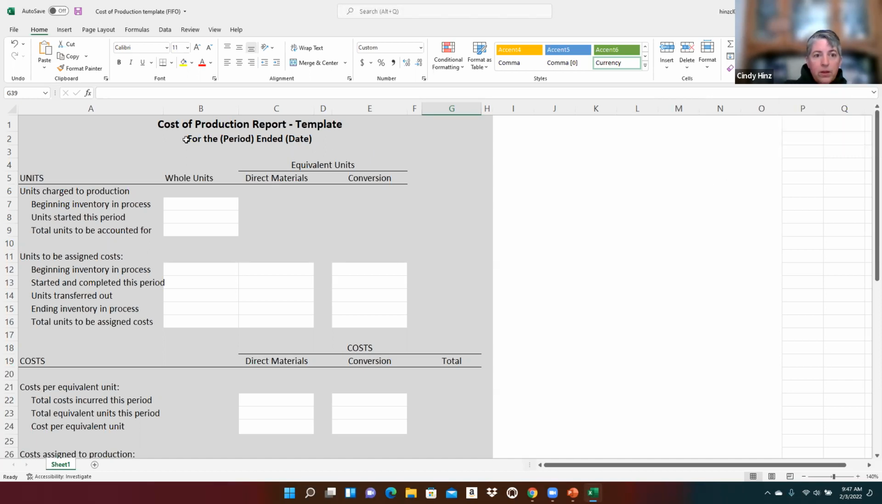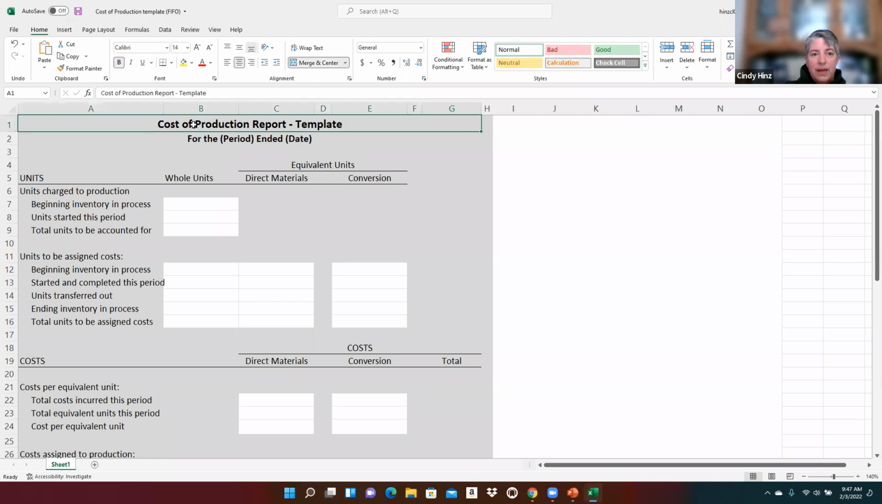So you'll notice the heading of this template says it's a cost of production report, and it doesn't say for job 27 or job 63. Instead, it says for the period ended, for the month or the quarter, the year, the day, the week, whatever, ended on some specific date. So you can really tell that we're using process costing because we're not accounting for a specific job. We're accounting for what happened during some period of time.